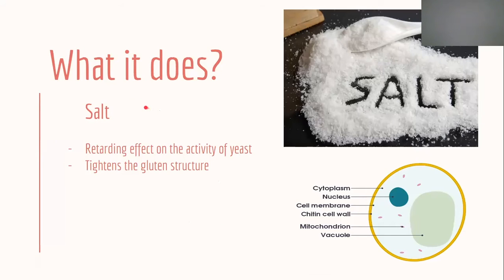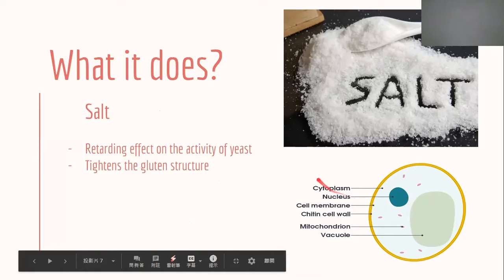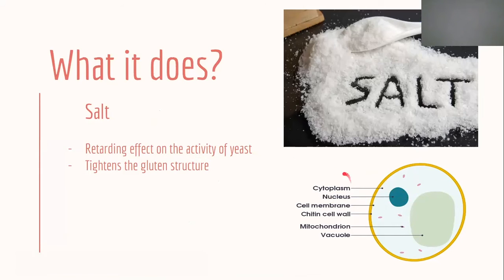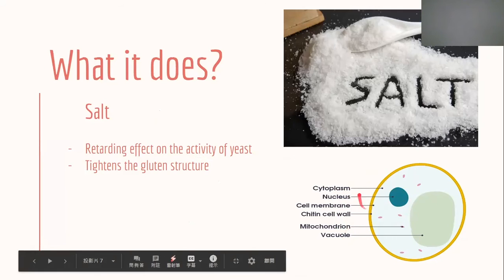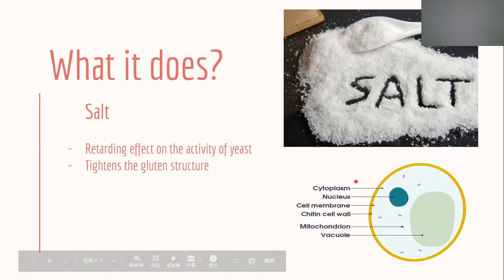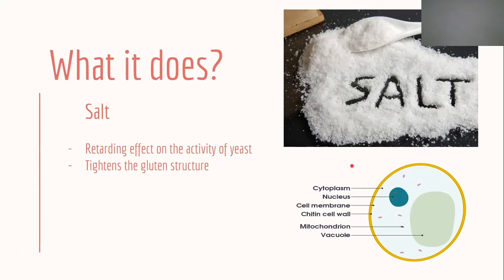The third ingredient is the salt, and we add the salt for two reasons. The first reason is the salt having the retarding effect on the activities of the yeast. So imagine it is the cell of a yeast. So when we add the salt, so there's a lot of salt here, then the water comes out by osmosis, and it will decrease the rate of the fermentation of the yeast. So the carbon dioxide will not be produced very quickly.